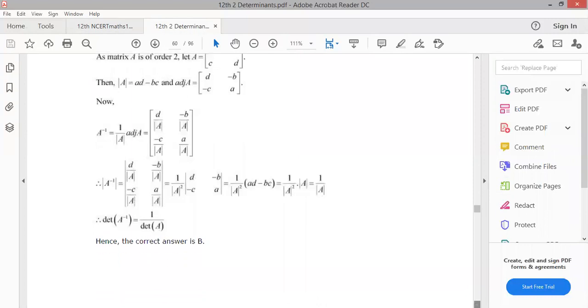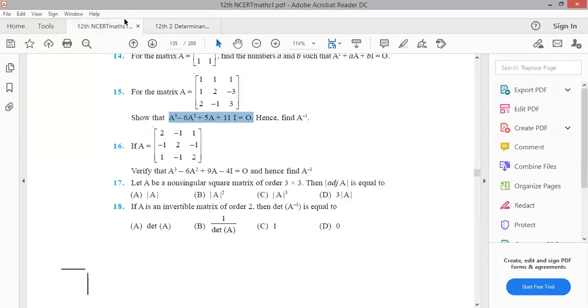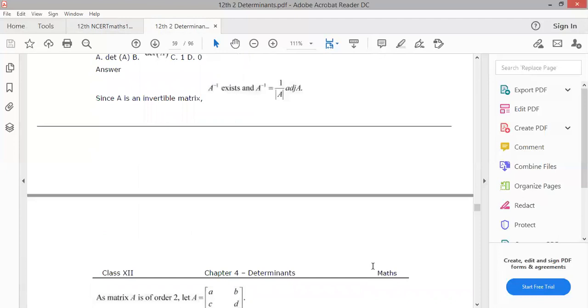If it is power 1 less, this will be equal to 1 divided by determinant of A. Okay, so the illustration is given here. You can see this illustration.